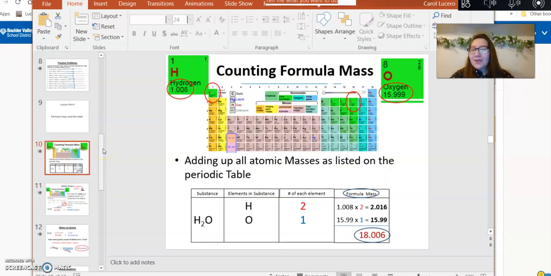So, basic way that you count it is you have your elements in the substance. You have to name how many you have. There are 2 hydrogens, so you multiply its atomic mass by 2. So they're contributing about 2.016 to the formula mass. There's 1 oxygen with an atomic mass of 15.99. You add these 2 together and you get 18.06. So basically you're just adding up all the atomic masses based on how many there are to find this formula mass.